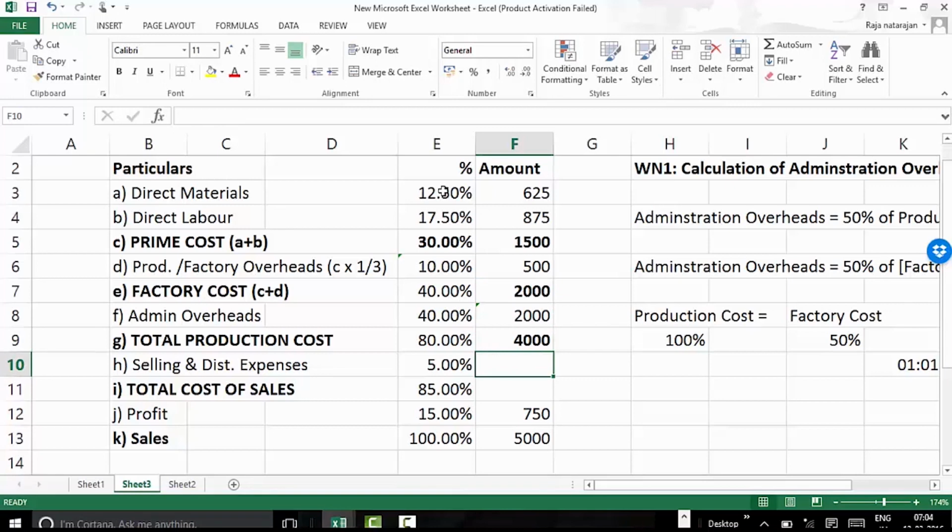Then comes selling and distribution expenses, which is 5% of sales. Sales into 5%, so 250. So what's your total cost of sales? 4000 plus 250, 4250. Add profit of 750, so you get sales as 5000. So this is a simple cost sheet where you have used the information, the percentages related to sales, to find out the cost per unit and the selling price per unit.